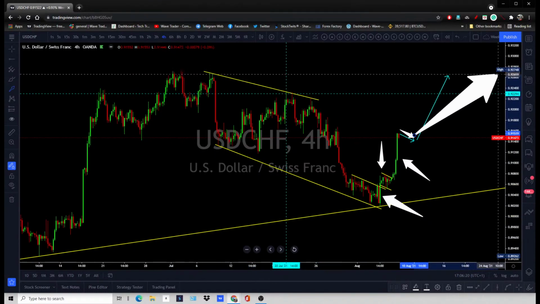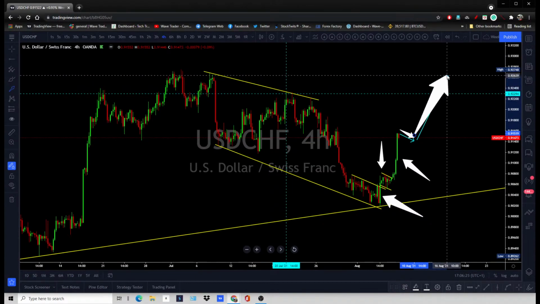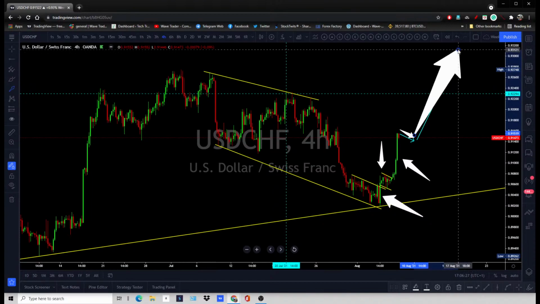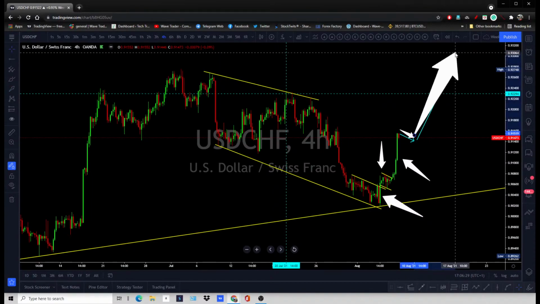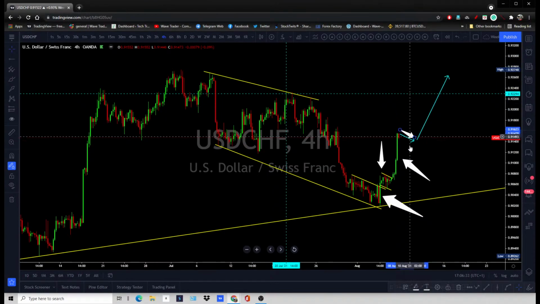Break above that top, above the high 92.80, and continue to keep pushing higher. So there are going to be some potential, not ideal, but some potential for more upside.